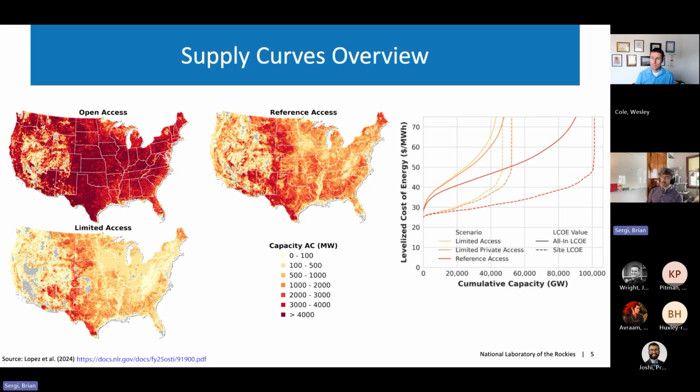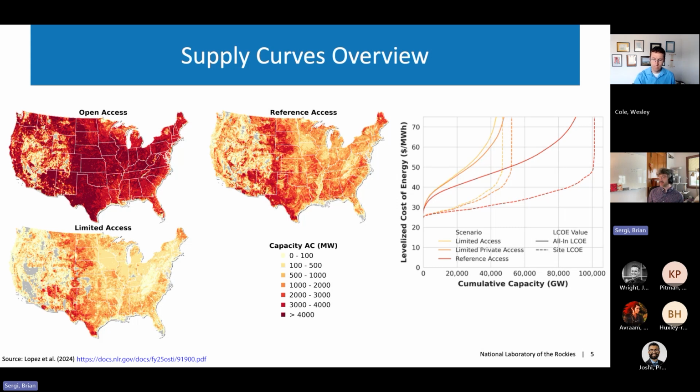So you start deploying your cheapest resources, and then as you move along the curve, things get more expensive. This is showing levelized cost of electricity or energy as a summary, though we don't actually use it in our ReEDS modeling, but it's helpful to give a sense of the cost of these resources. And there are two different levelized costs here. One is showing just the cost based on the site factors.